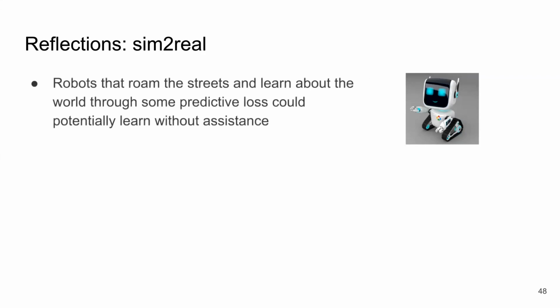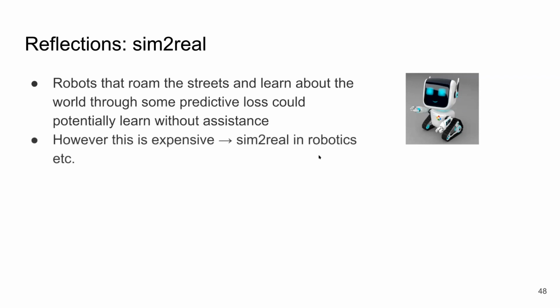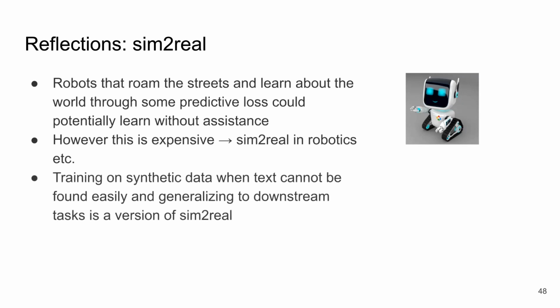And the second and last reflection is that, maybe you would say, why do we need all this synthetic data? Why can't we just have robots that roam the streets and try to predict in every second what will happen next, both visually and in language. And then we really wouldn't need anything except for that and everything will work fine. Well, the problem is that this is expensive. And this is why sim to real is a very successful paradigm in robotics. And in a sense, what we're doing here is also sim to real in the NLP world.